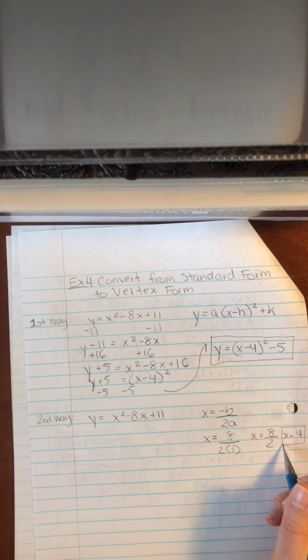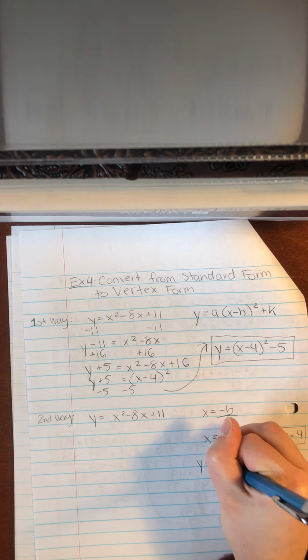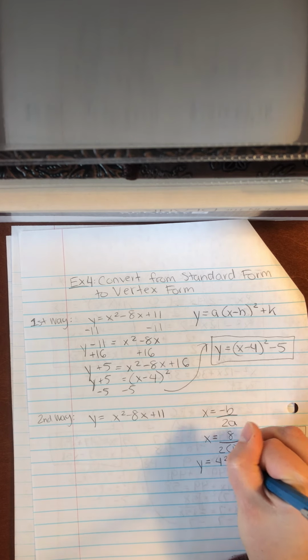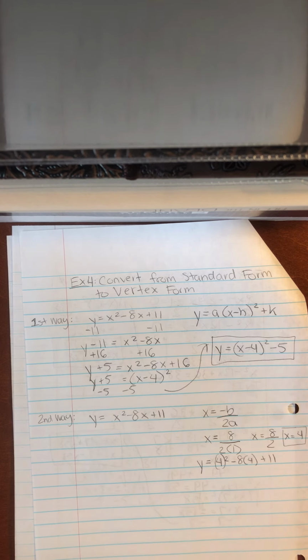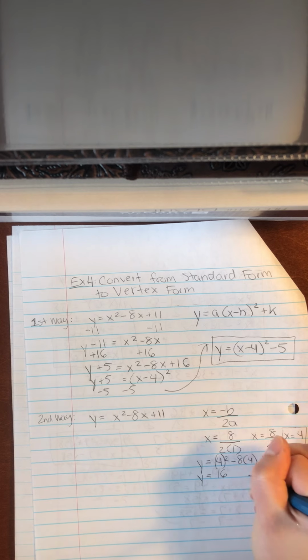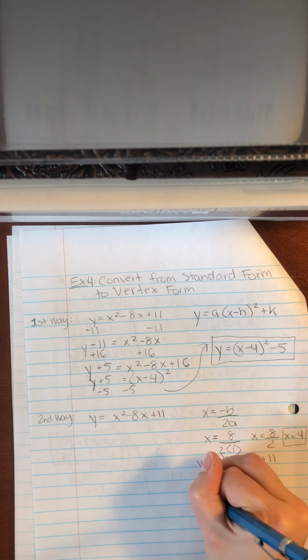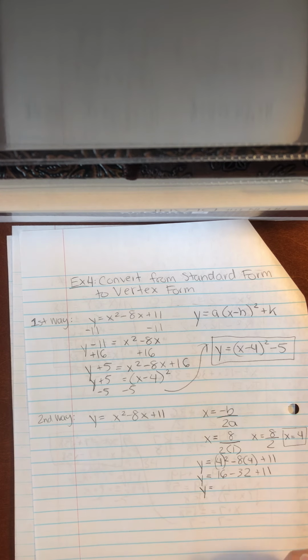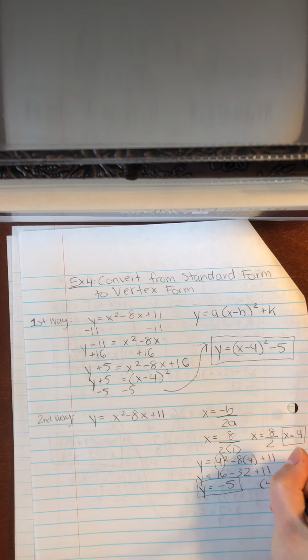To find our y value, we need to plug back in. So y equals 4 squared minus 8 times 4 plus 11. Y equals 16 minus 32 plus 11. Y equals negative 5. So now we know that our vertex is 4, negative 5.